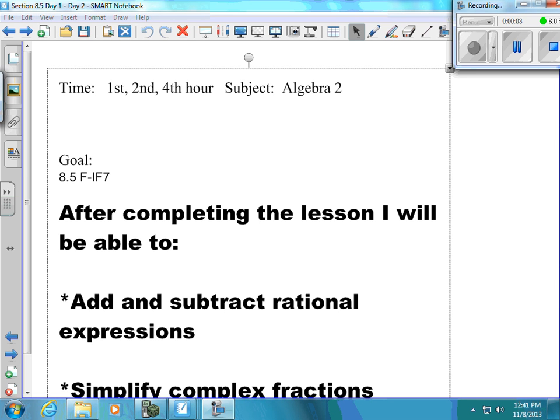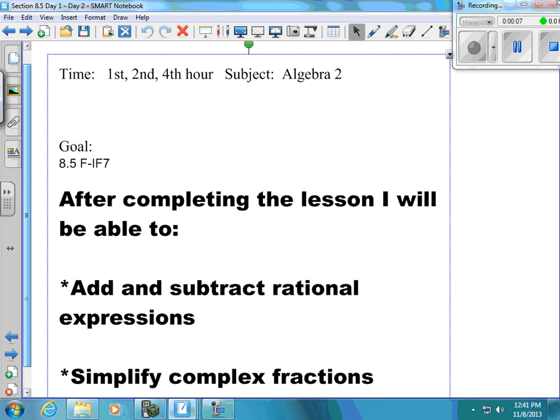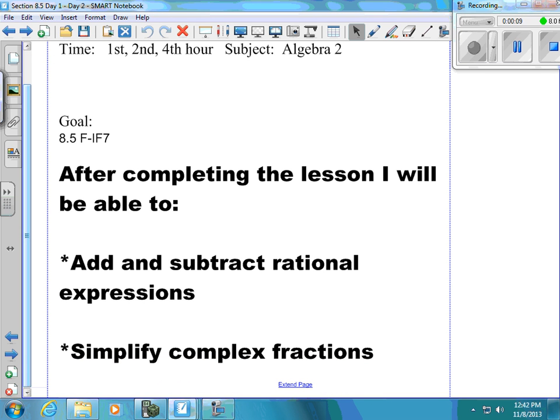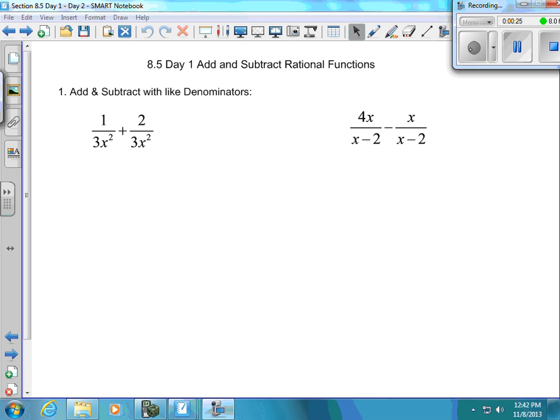Welcome back to our rational functions unit. We're going to continue on in chapter 8. This is unit 5, adding and subtracting rational expressions. So that's our goal for this lesson, to be able to add and subtract rational expressions and to simplify them as well. Have these targets ready for tomorrow, please.